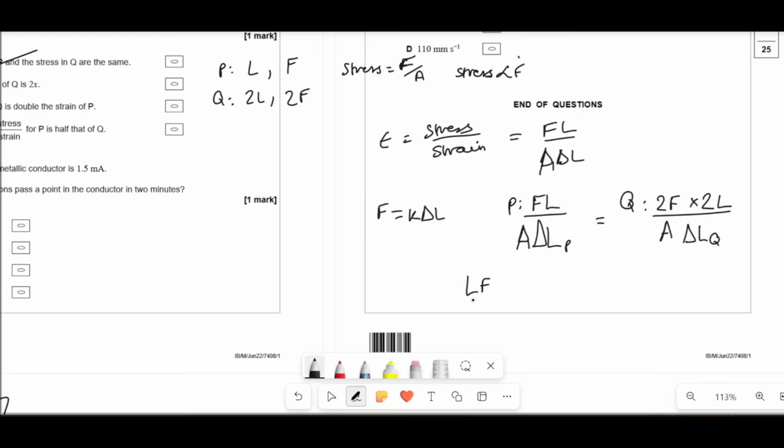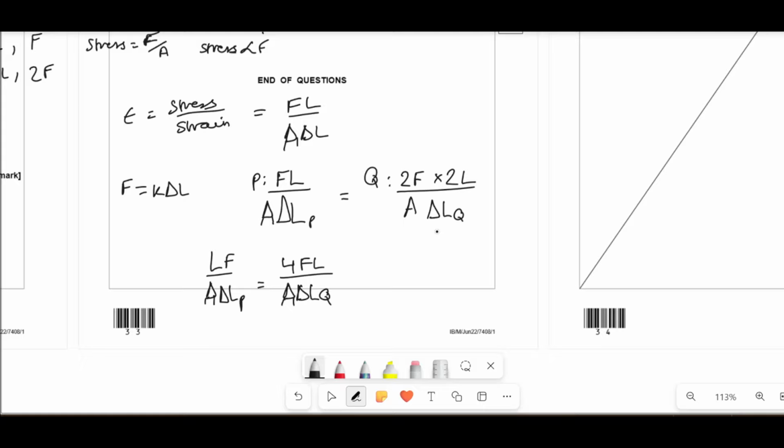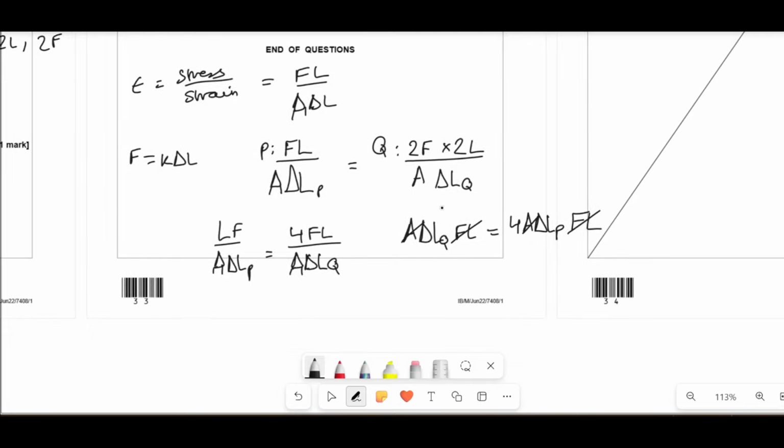So that means that FL over A delta L P equals 4FL over A delta L Q. If you cross multiply everything, A delta LQ FL equals 4 A delta LP FL. That looks hideous, but stay with me. These cancel out, and the areas also cancel out. So then delta LQ equals 4 times delta LP. So now we know that the delta L for Q is 4 times that of P.